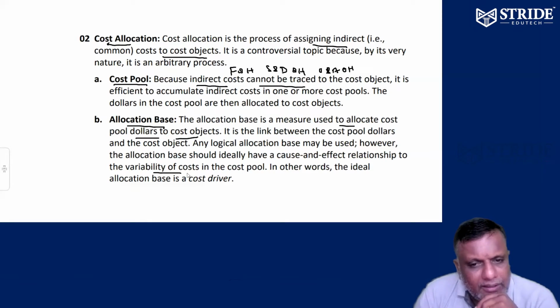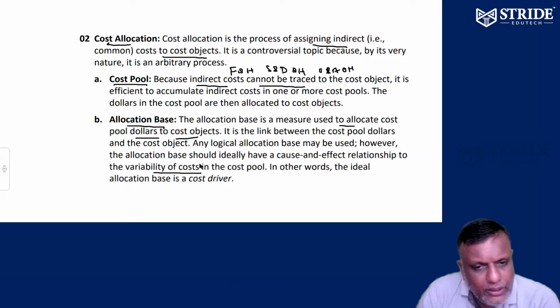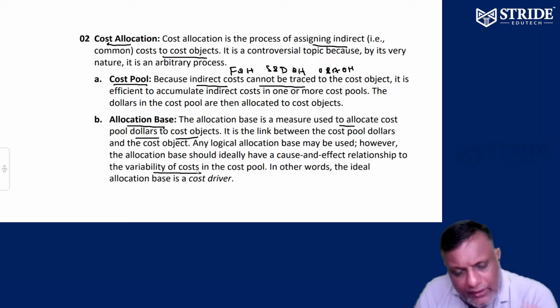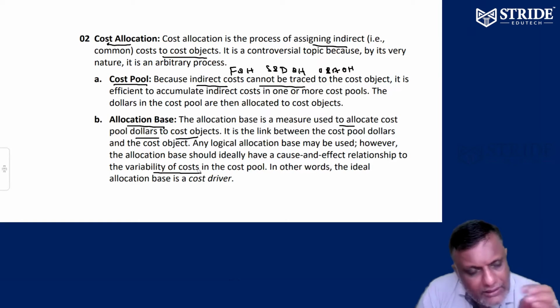So cost can be categorized functional wise into variable cost and fixed cost. For example, factory rent I have to pay. That is purely fixed cost. Whether you're producing or not, you have to pay factory rent every month. Factory supervisor salary is fixed. Irrespective of the output you're producing, that is fixed cost.